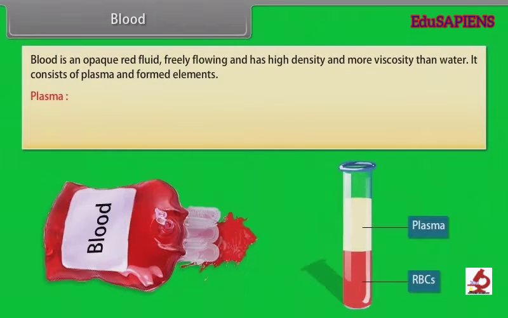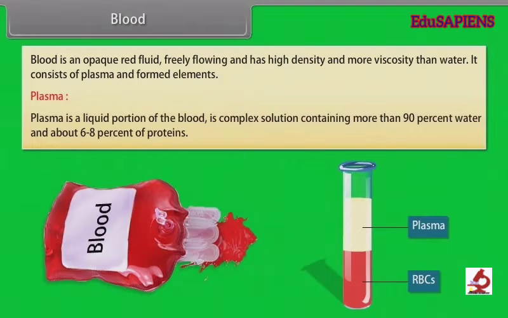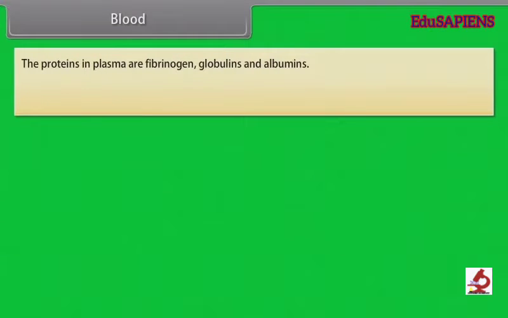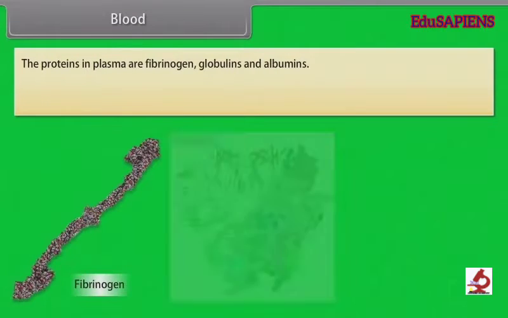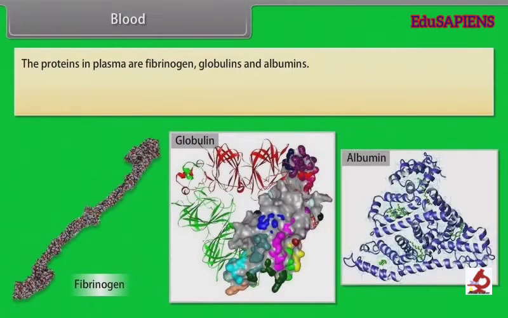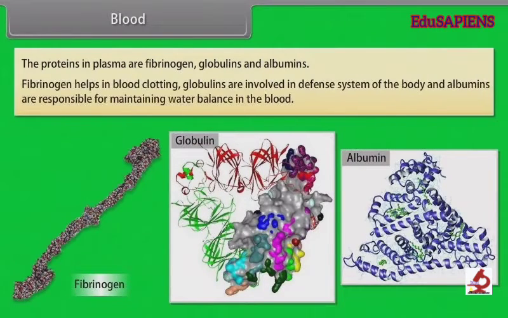Plasma. Plasma is the liquid portion of the blood, a complex solution containing more than 90% water and about 6 to 8% of proteins. The proteins in plasma are fibrinogen, globulins and albumins. Fibrinogen helps in blood clotting. Globulins are involved in the defense system of the body, and albumins are responsible for maintaining water balance in the blood.